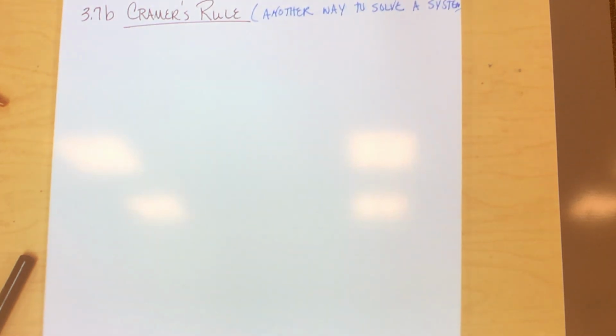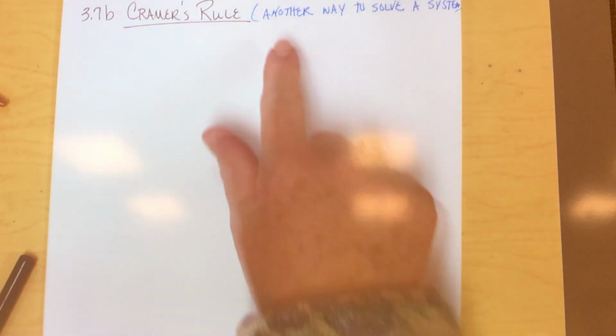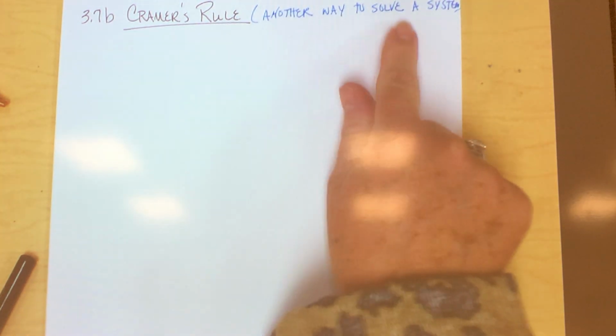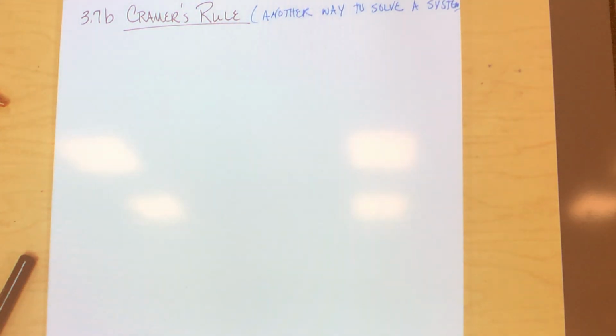And today it'll be uploaded as 3.7b, and it's Cramer's rule, which is just another way to solve a system of equations. That's what this is, okay? Another way to solve a system of equations. Think about all the ways that you know how to solve a system. The first way we learned how was by graphing, right? Are y'all with me?